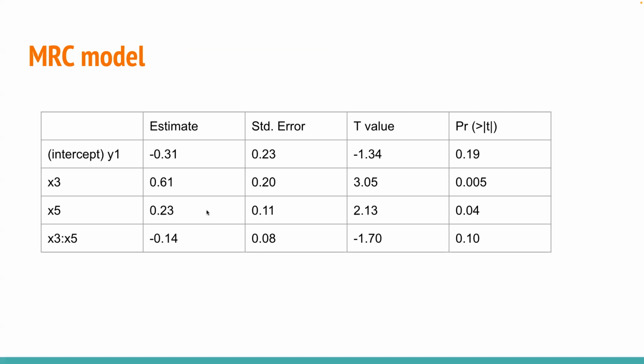So for X3 and X5, we can reject the null hypothesis. However, we fail to reject the null hypothesis for the interaction between X3 and X5 because our p-value is 0.10, which is greater than the 0.05 critical value.